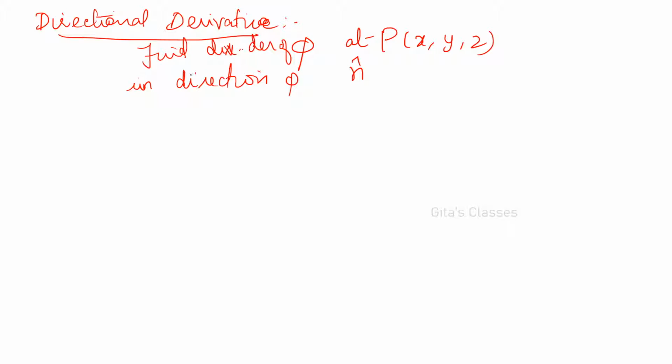Then the directional derivative is given by n cap dot grad phi. Grad phi is what? Del phi. Okay, or del phi. You can write it as del phi.